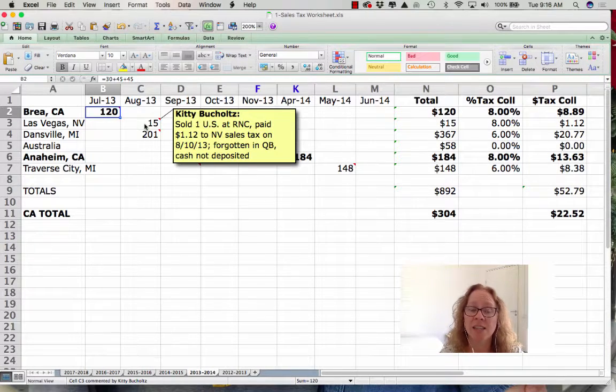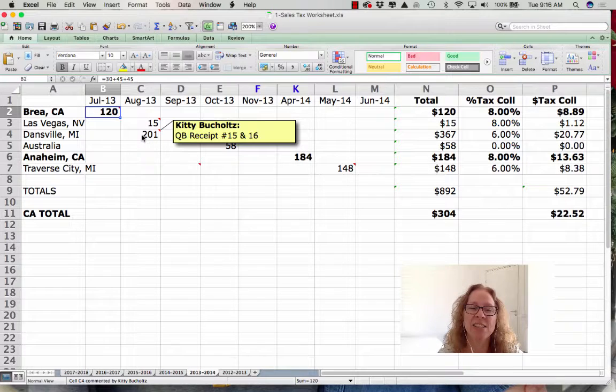So then in August, I was in 2 places. I was in Las Vegas, Nevada, and I sold 1 book. And then I was in Michigan, and in that particular one the comment just tells me to go look at QuickBooks receipt number 15 and 16.